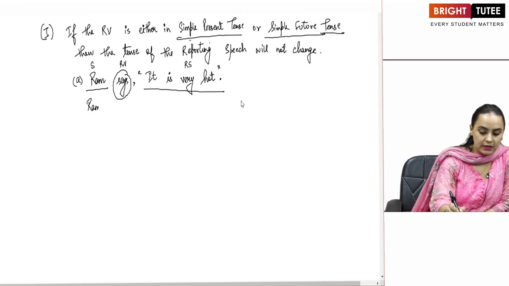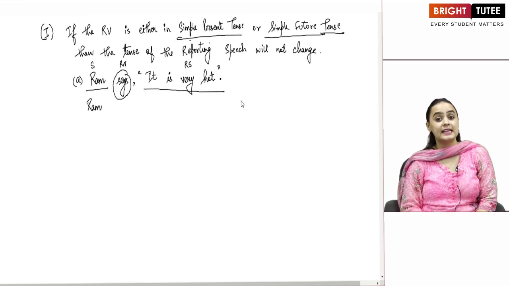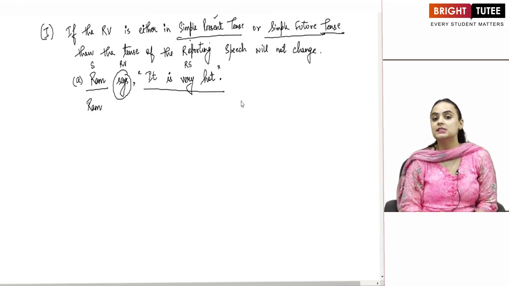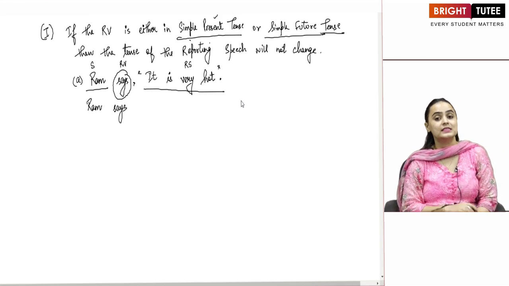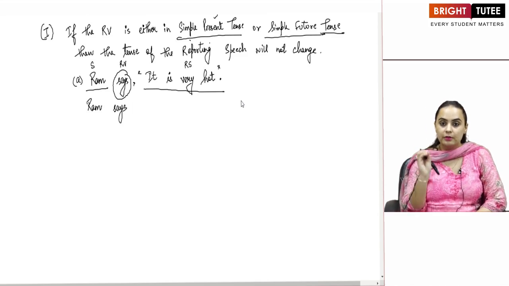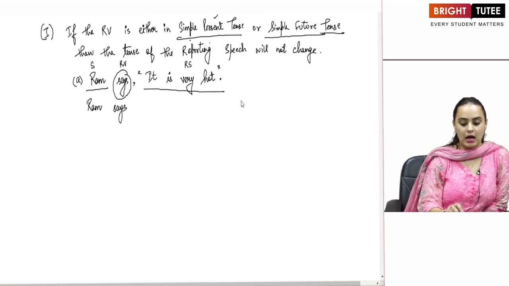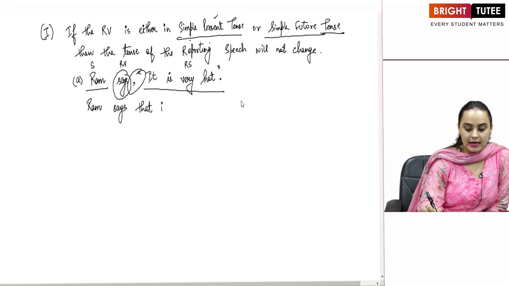My speaker remains the same, so Ram remains as it is. Now my reporting verb, which is says, what is the tense of this verb? Says. It is the simple present tense. So, like I told you, when my reporting verb is in simple present tense, the reporting speech tense will also remain the same. So, Ram says, the commas are to be removed and we write that it is very hot.